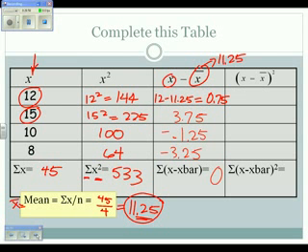Should we always get 0? Yes, because we are taking the data values and we're subtracting the mean. Some of them will be more than the mean, some of them will be less than the mean, but on average, they should be equidistant from the mean because the mean is the average of these data values.